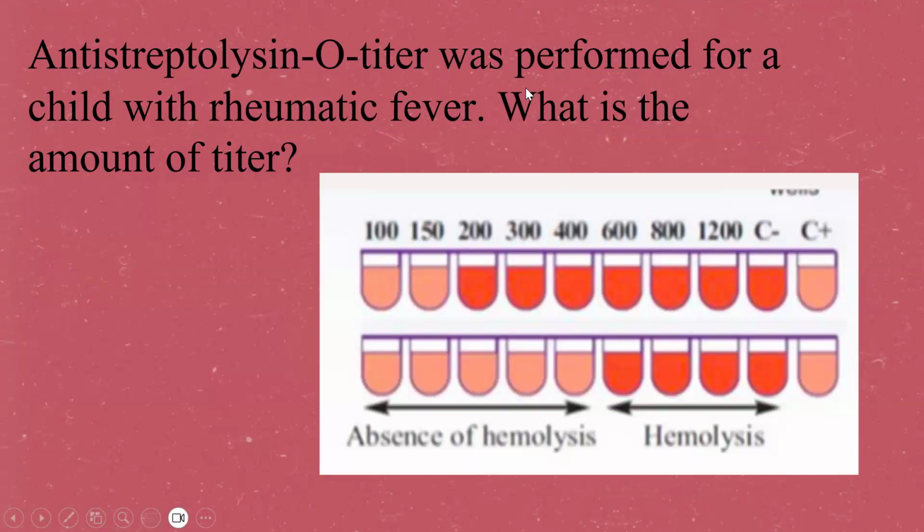Now for the lab tests that we just took in the microbiology lab. An anti-streptolysin O titer was performed for a child with rheumatic fever. What is the titer? Remember, as I said, once we stop having the positives and we have the negatives, the last positive one will be our titer. So here we have a positive control, here we have a negative control, and here we have the titers. Obviously, this is one test, this is the other test. I just want you to tell me what the titer is here and here. Here it is 200, here it is 600.